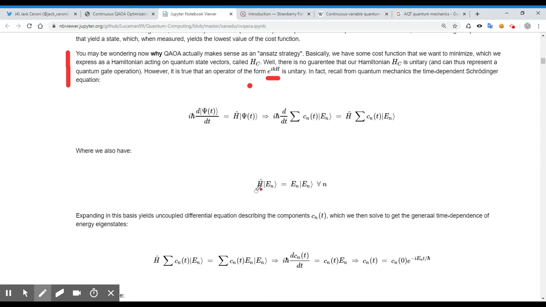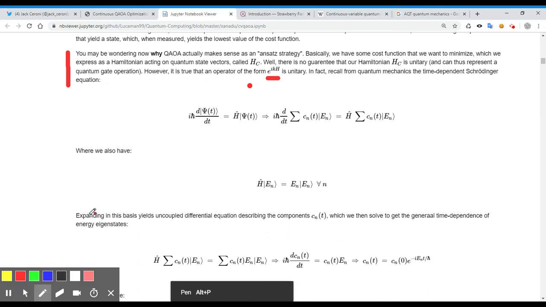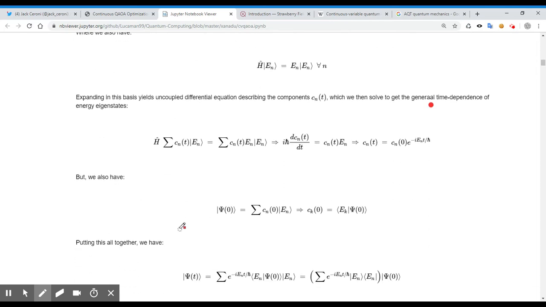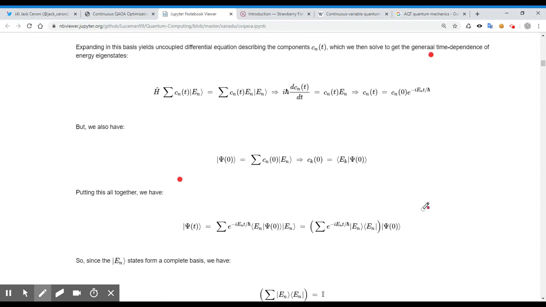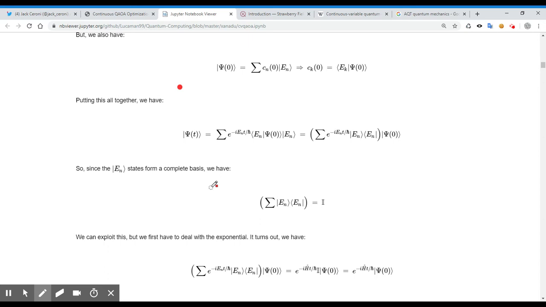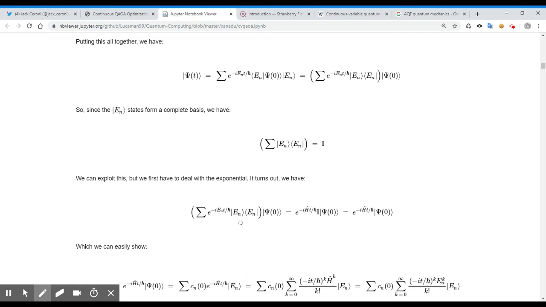Expanding in these bases yields uncoupled differential equations describing the components, which we then solve to get the general time dependence of energy eigenstates. Putting all this together, we have these. Since the energy eigenstates form a complete basis, we have these. I might come back to that, see if that's understandable, but I want to skip that for now.